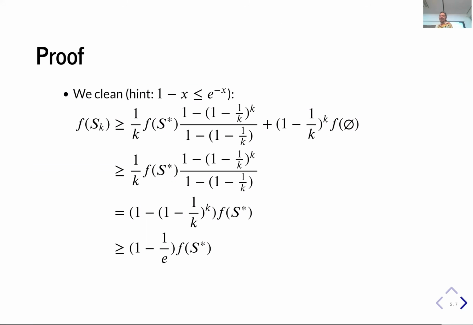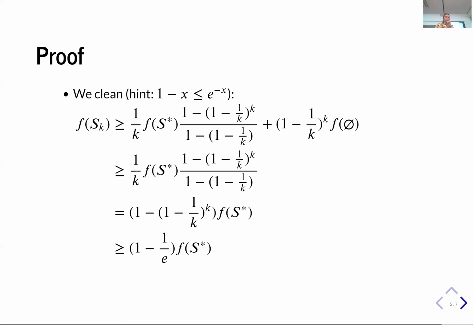What? Don't you get e to the minus k? Well, 1 minus 1 over k is 1 minus x. So it's greater with the minus of exponential the minus 1 over k to the power of k. Okay. Sorry. And so exponential minus 1, which is 1 over e.